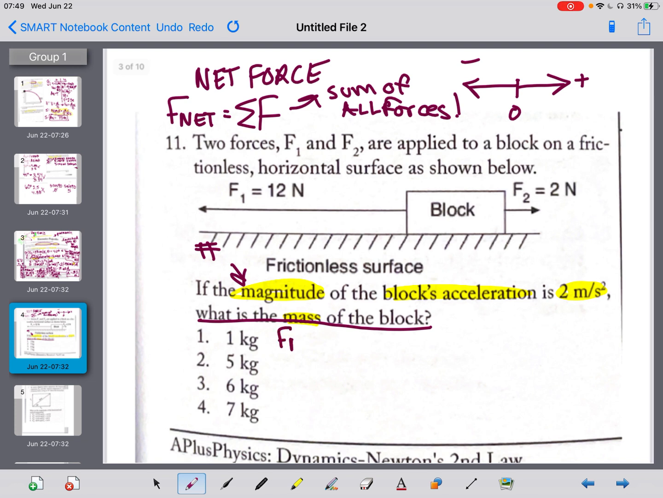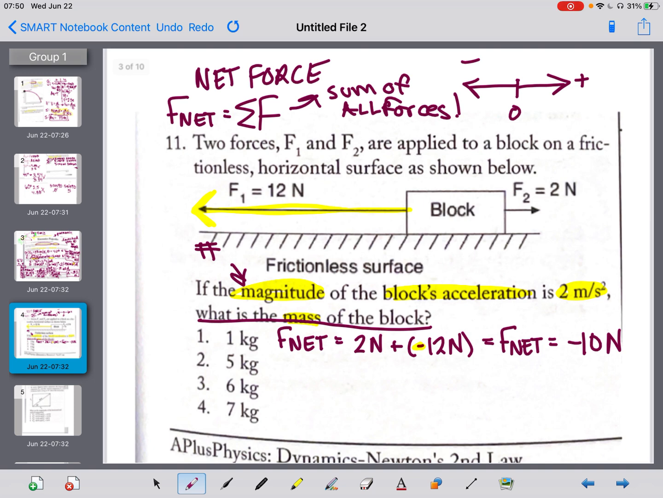So if I did F net equals, it doesn't really matter, you could put 2 newtons plus or minus 12 newtons, whatever you want to do. You could also do minus 12 newtons plus 2 newtons. It really doesn't matter the order. If you're wondering why I put this minus sign here, keep in mind that this vector right here is pointing to the left, and that is a negative direction, so we have to take that into account. That means my net force is now equal to negative 10 newtons, okay?